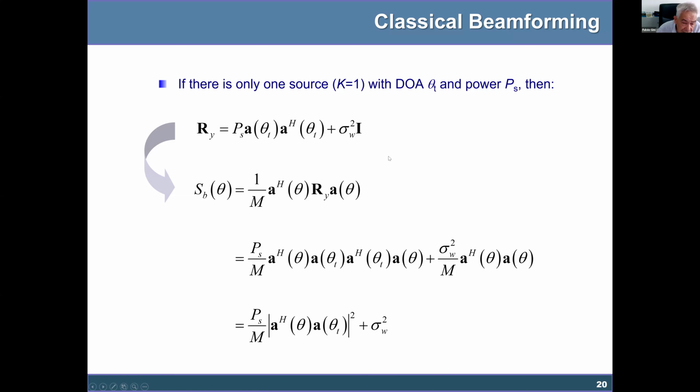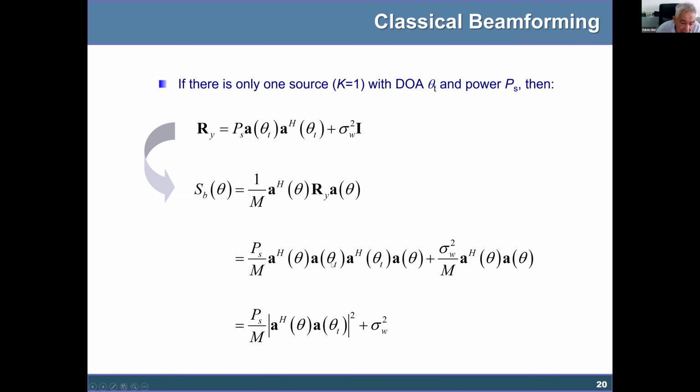So if this is the structure of the spatial covariance matrix, what is the expression of the spatial power spectral density? We just have to make a replacement. In place of Ry, we put this expression here. When you make this replacement, we get Ps over M, then we have A Hermitian of theta. Remember, theta is the angle at which we calculate the spatial power spectral density.